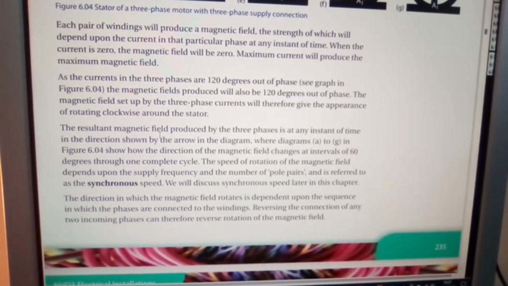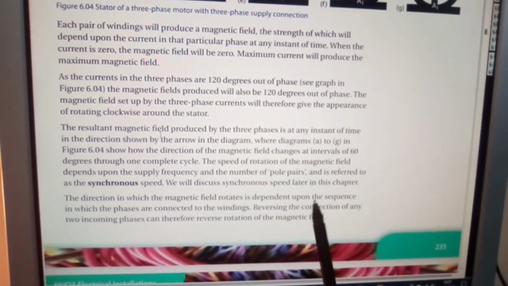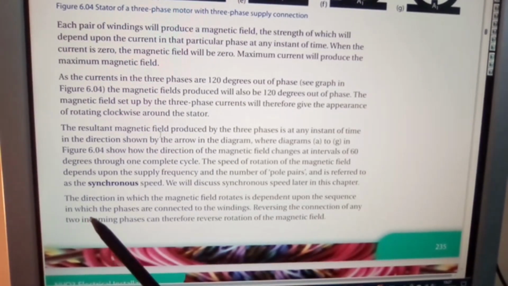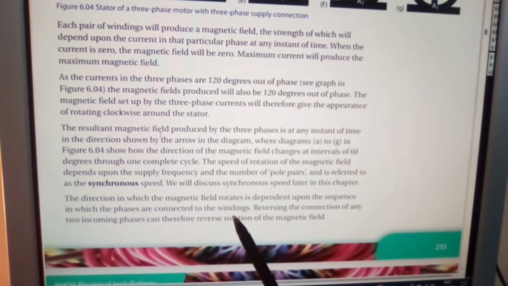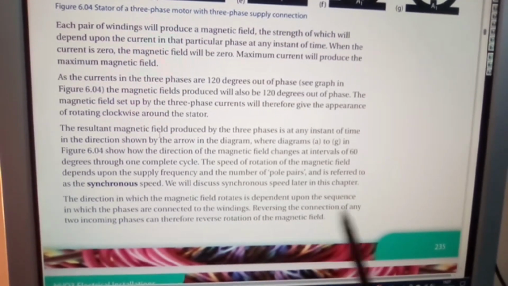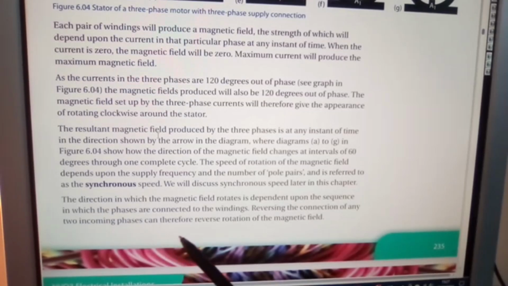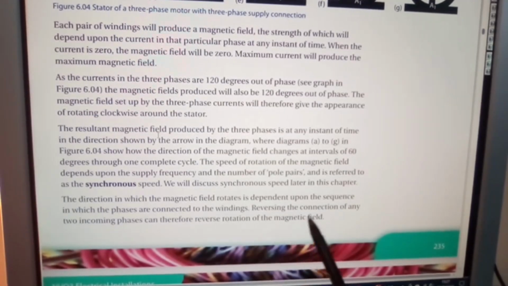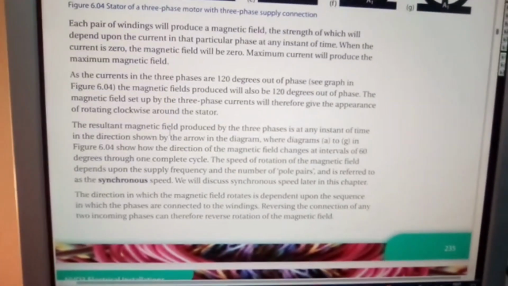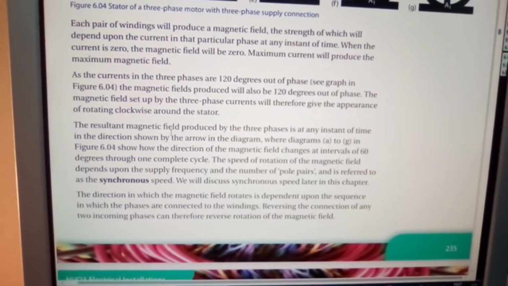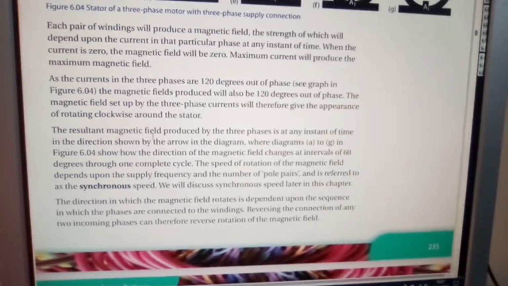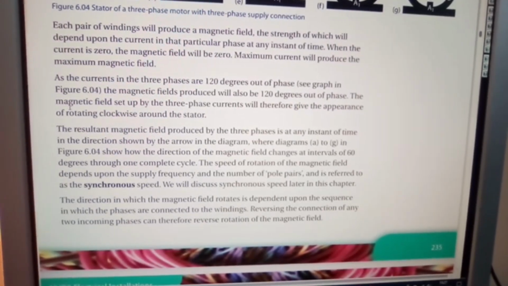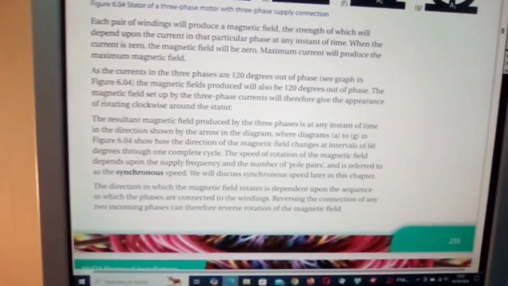The direction in which the magnetic field rotates is dependent upon the sequence in which the phases are connected to the windings. Reversing the connection of any two incoming phases can therefore reverse the rotation of the magnetic field. So you can send your motor clockwise, or you can send your motor anti-clockwise by changing two of the connections.